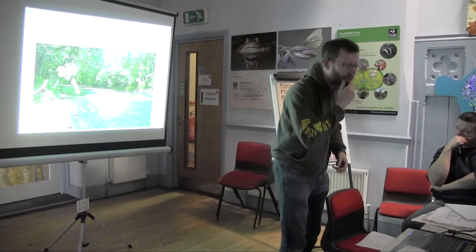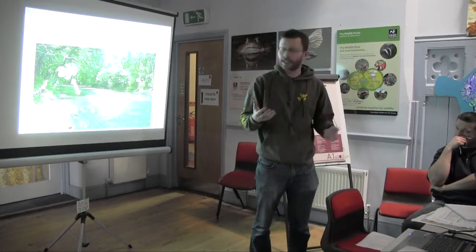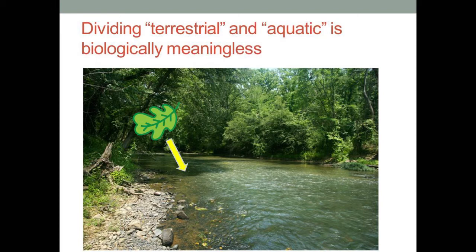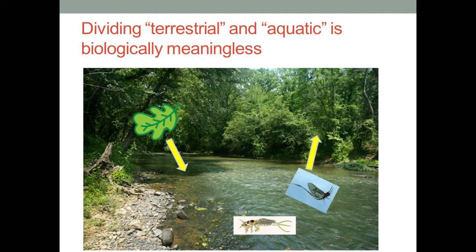So just as one example, you obviously get leaf litter dropping in from the tree canopy. That's utilised as a food source. The nutrients from that support a whole range of different aquatic bugs and grubs. Lots of those also complete the life cycle by hatching out and flying around in the air.